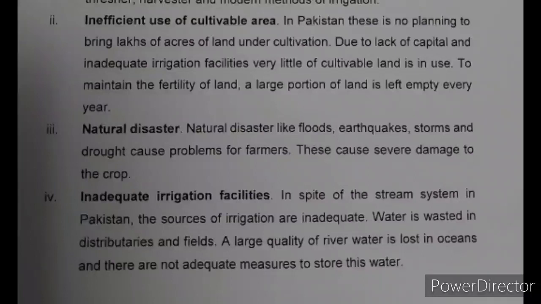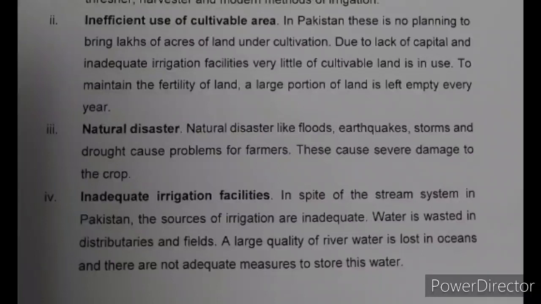Number three is natural disasters. Natural disasters like flood, earthquakes, storms, and drought cause problems for farmers, and these cause severe damage to the crops.